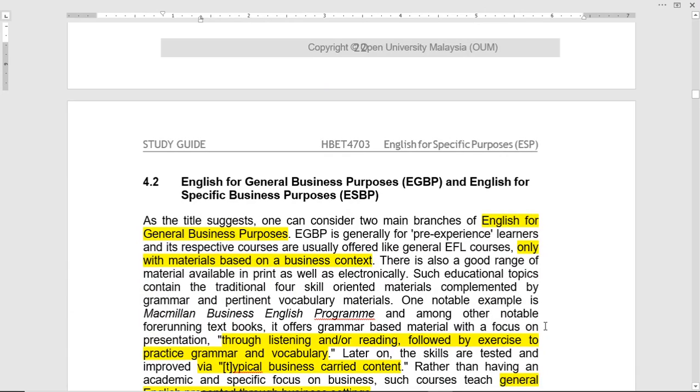So business English can be divided into English for general business purposes, EGBP, and English for specific business purposes. English for general business purposes is generally for pre-experienced learners, and its respective courses are usually offered like general English as a foreign language courses, only with materials based on a business context.